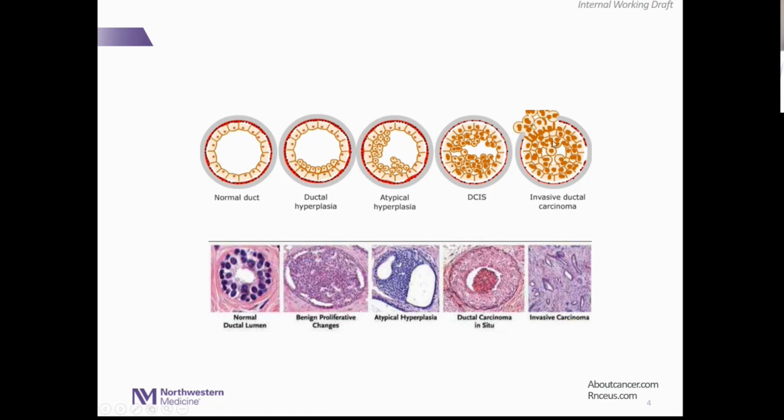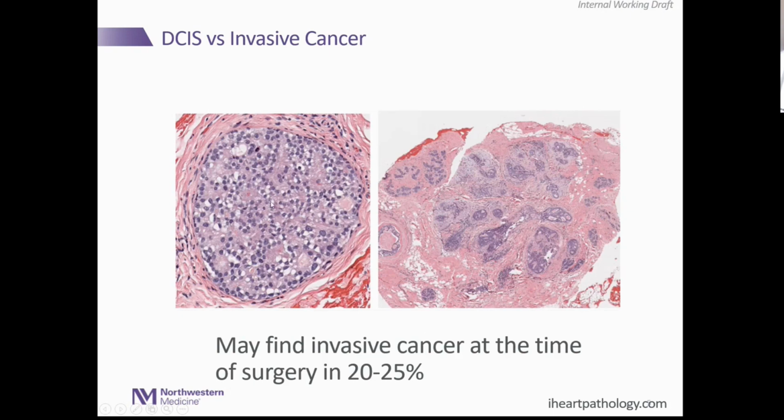And when the cells decide to break through that basement membrane into the surrounding breast tissue, that's when we call it invasive ductal carcinoma. So in this picture, we have ducts and we've got cancer cells that have gone outside of that duct into the surrounding breast tissue. And this is a zoomed up picture of that. So again, DCIS within a duct. And here we've got cancer cells that are within the breast tissue.